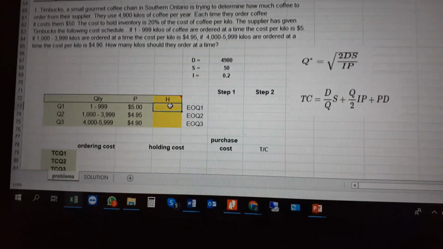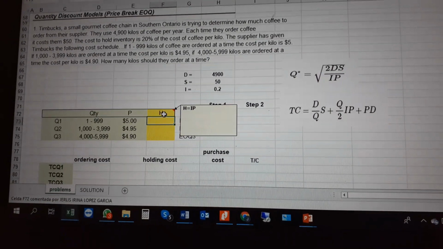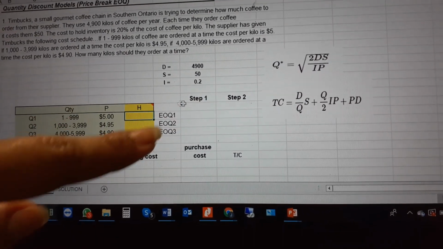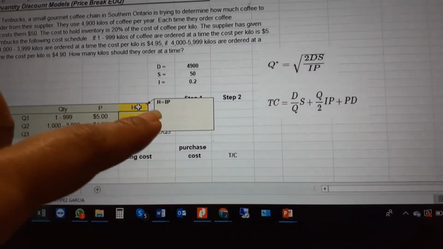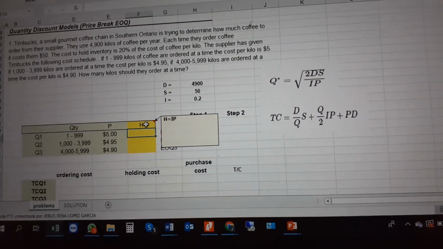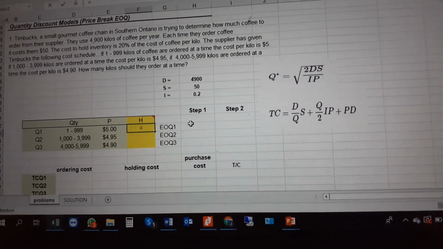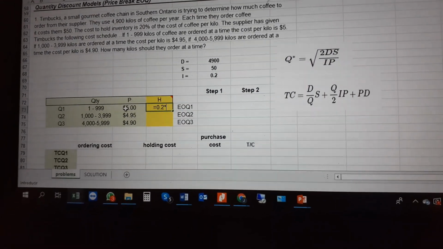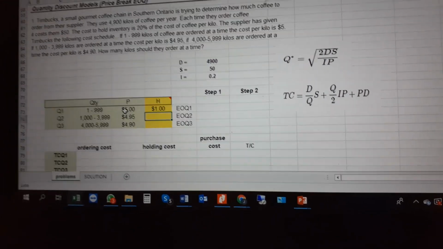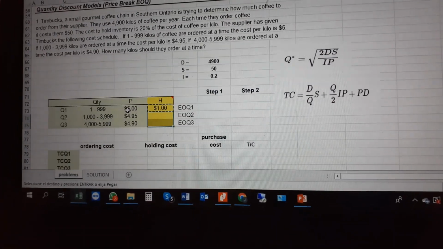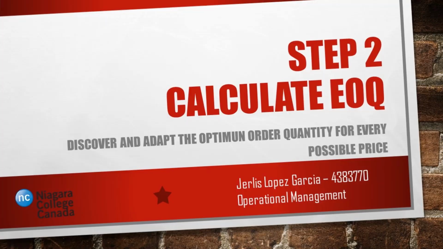With this information, now we can discover the value of H. How can we do that? The formula of H is I times P, where P is the price. Now we know I is 20%, 0.2 times the price. And the same is going to be done for the other two quantities. That is the first step.